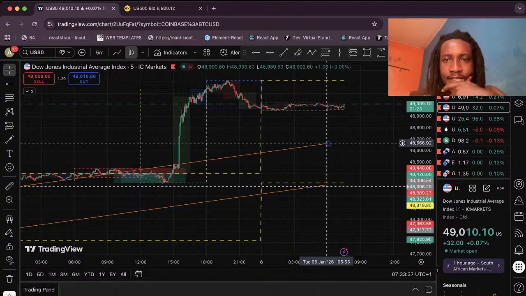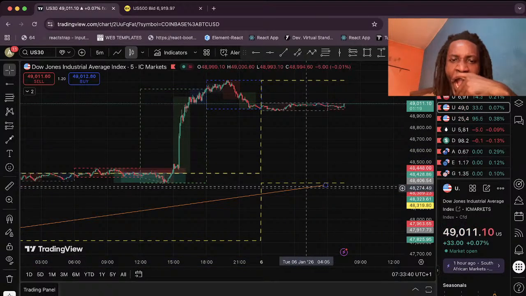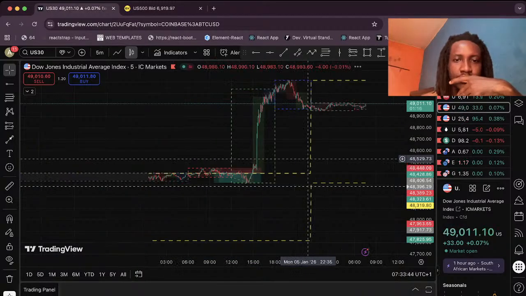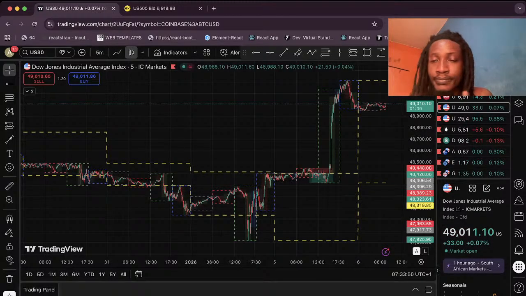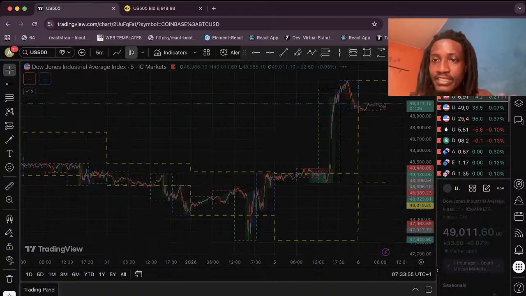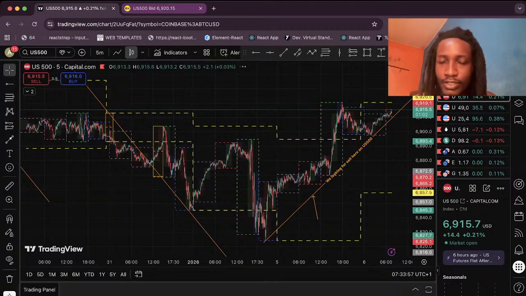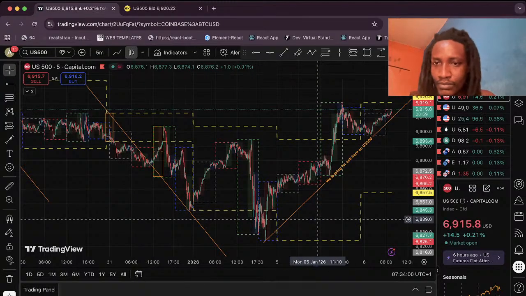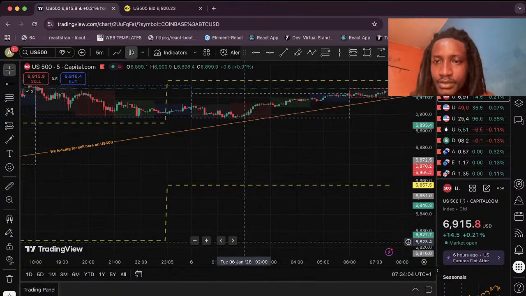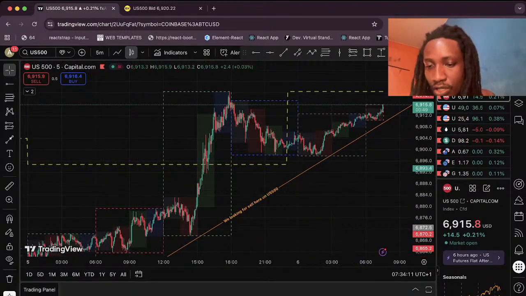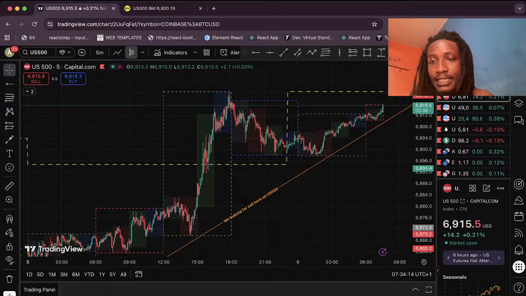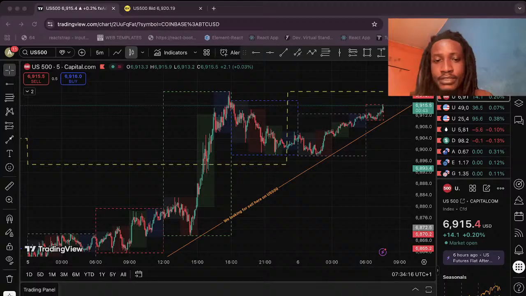Just looking at S&P 500, I don't like the setup on S&P 500 this morning. So I would gladly leave it alone, just because of the fact that it's not aligned at all. At least for this morning session, I can tell that it's not aligned to what I expect. So for me, I will not be looking at S&P 500 this morning.